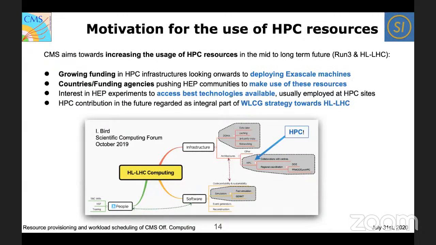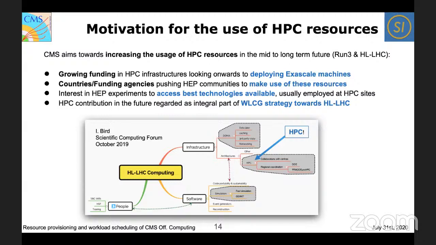So coming to HPCs, why are they important? Well, we know that there's going to be an increase in usage of HPC resources, and this is because there is growing funding for HPCs. Different countries and funding agencies are pushing to deploy exascale or near exascale machines. And the same funding agencies are also pushing high energy physics communities to make use of these resources, because of course we have the computers, so we better use them.